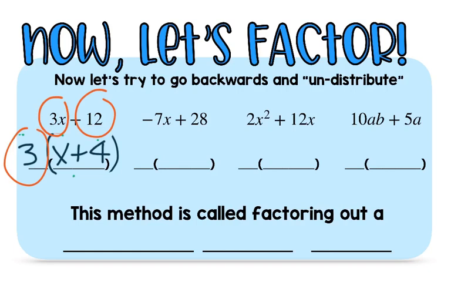All right, let's try that again. So in the next one I have negative 7x and 28. So if there is a negative, you do want to take that one out as well.